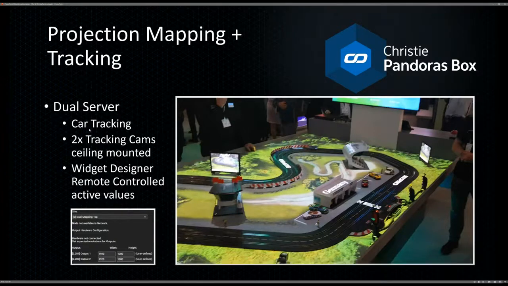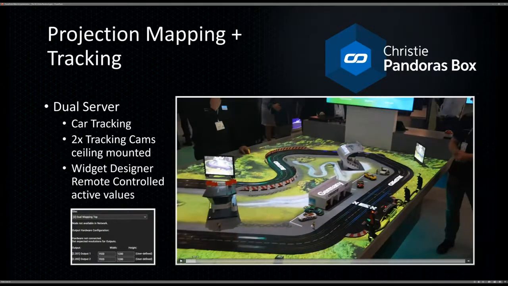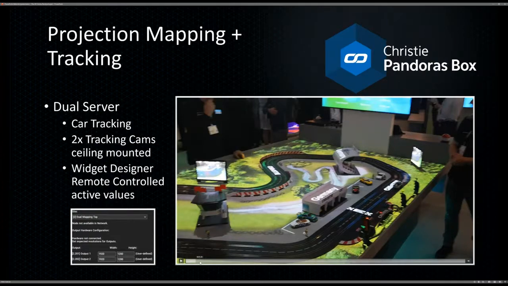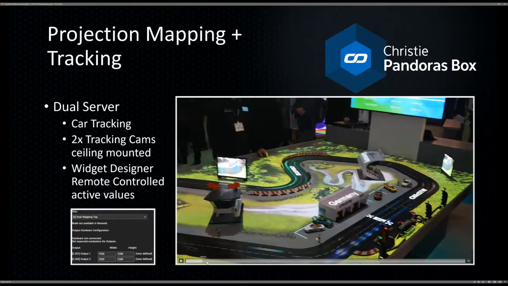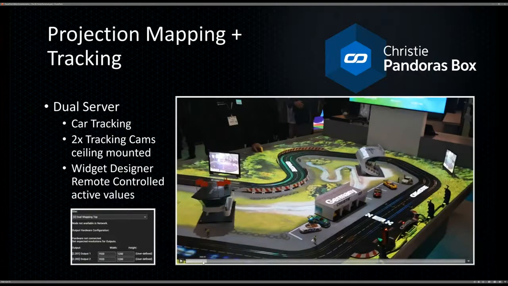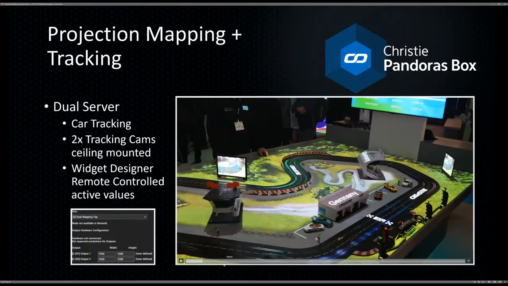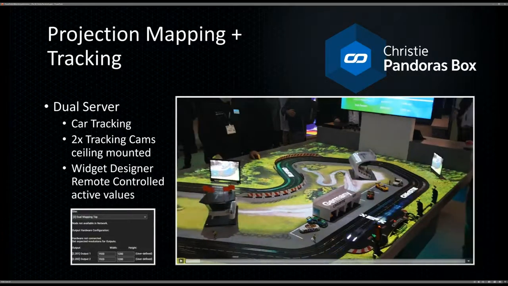The first thing to show is maybe the tracking. As you can see, maybe you can see there's a little car moving around, automatically driven by the Carrera track, and it's getting a nice particle light following the car. We did that with two cameras mounted at the ceiling, tracking the car.